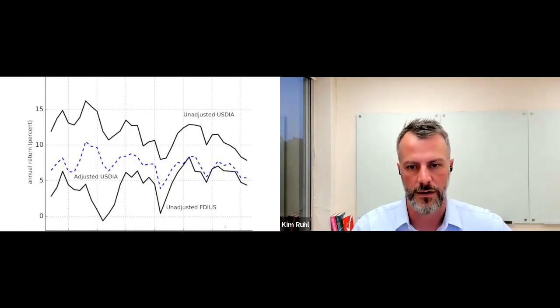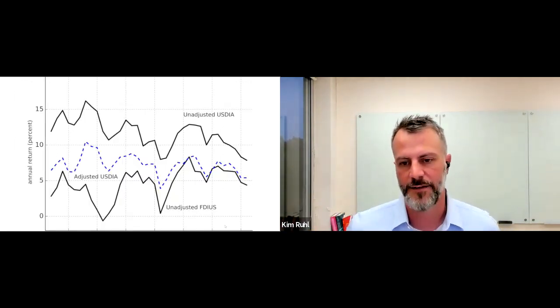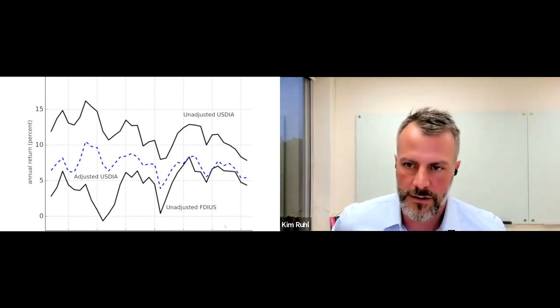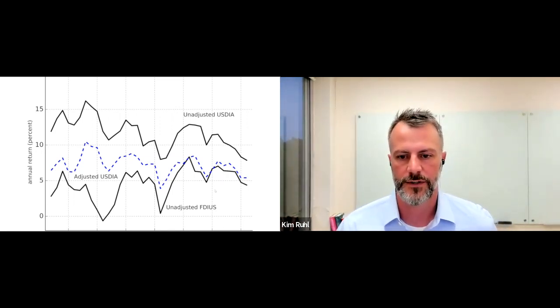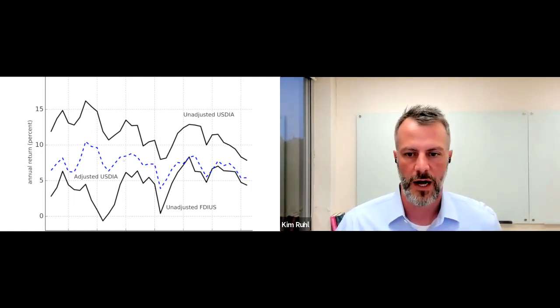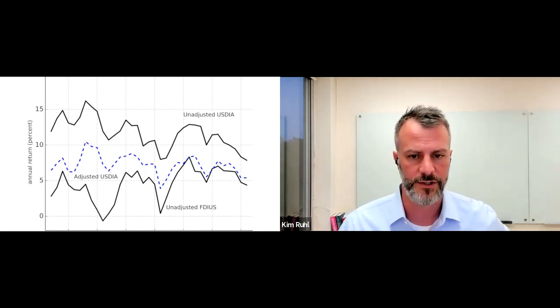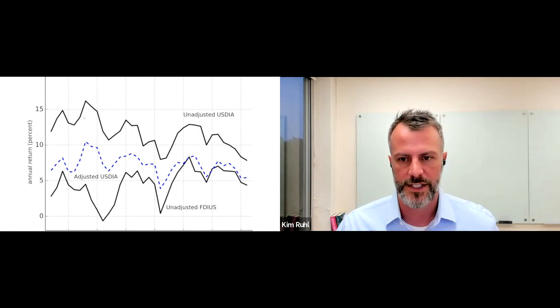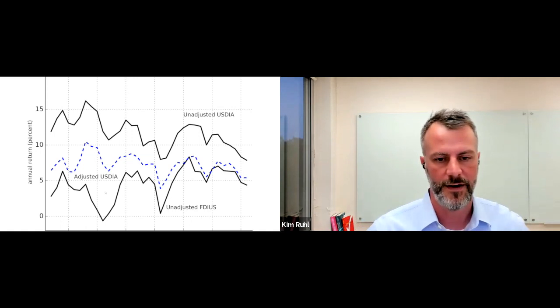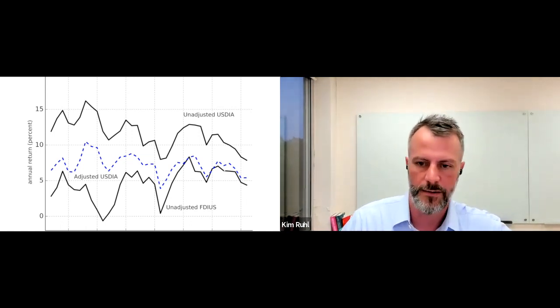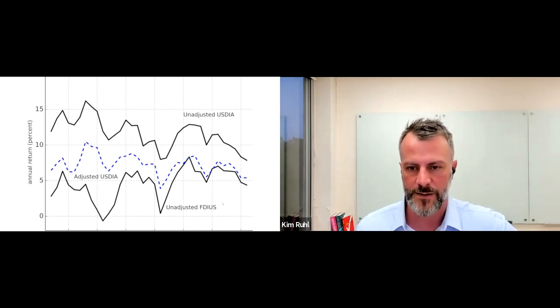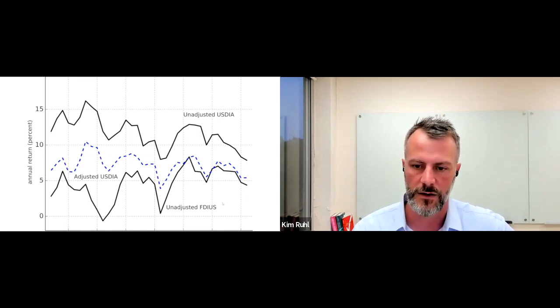So let me show you the picture here. The two black lines are the official statistics, the unadjusted return on direct investment abroad and return on direct investment in the US. And then the blue line is our adjusted measure of US direct investment abroad rates of return. In the earlier part of the sample, the blue line comes down quite a bit, and there's still a fairly large gap between the two. By the end of the sample, the blue line is actually fairly close to the black line, the unadjusted direct investment in the US return, suggesting that once we've adjusted for profit sharing, the returns are getting closer to each other.